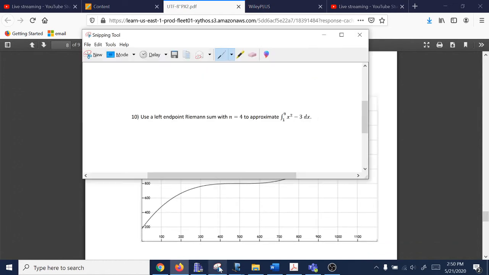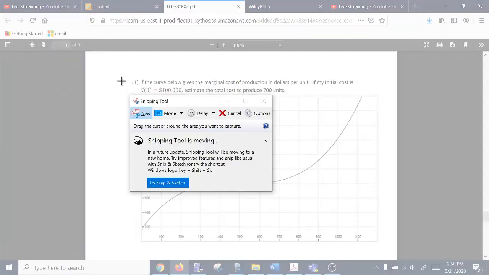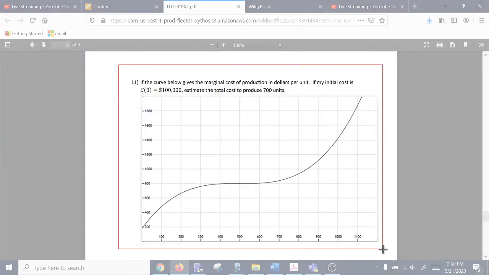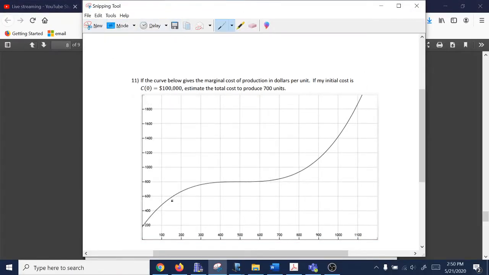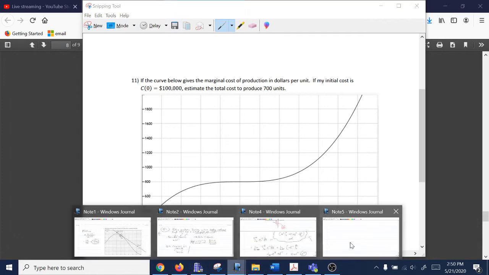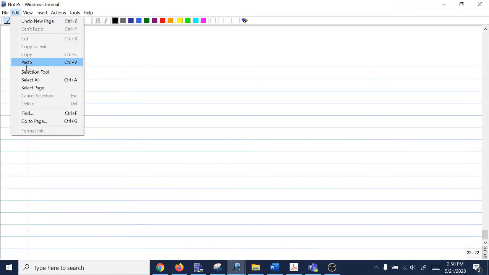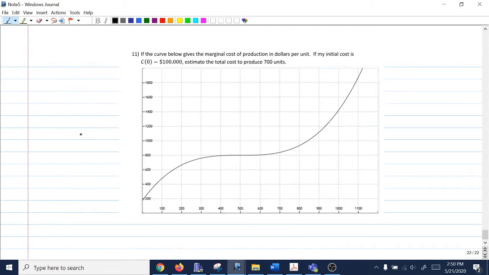Ooh, definite integral time. We're being given the marginal cost of something. We're given the rate of change of cost, or we have marginal cost, which is the rate of change of cost. We want to know, what is C of 700?